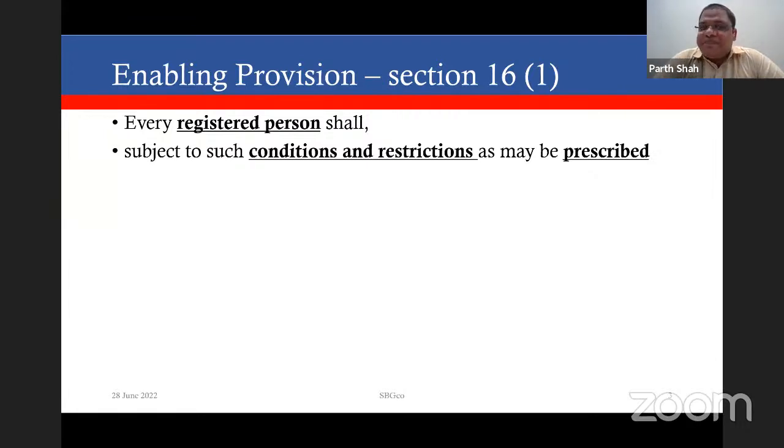It says every registered person shall, subject to such conditions and restrictions as may be prescribed.